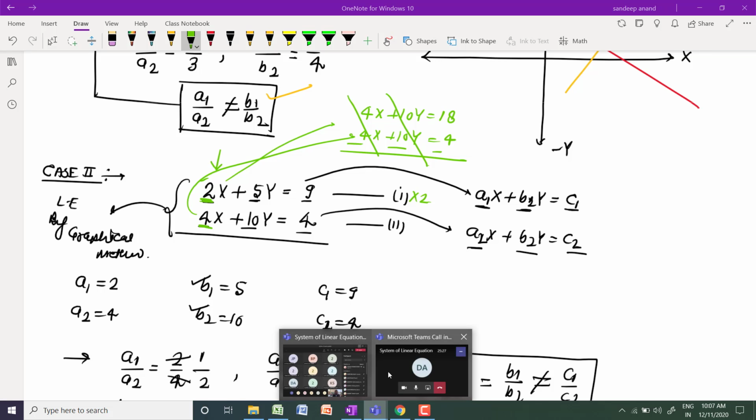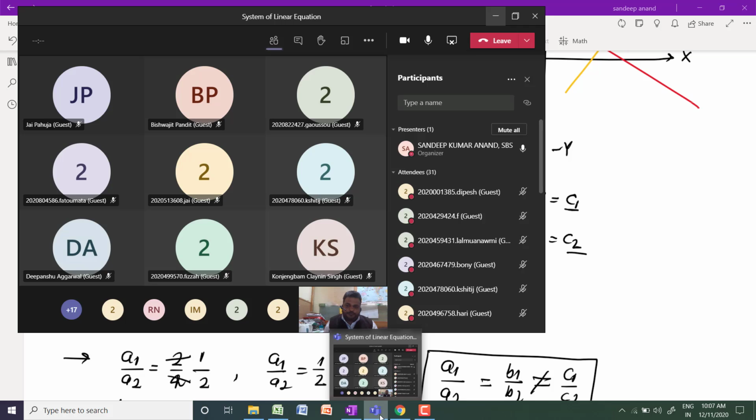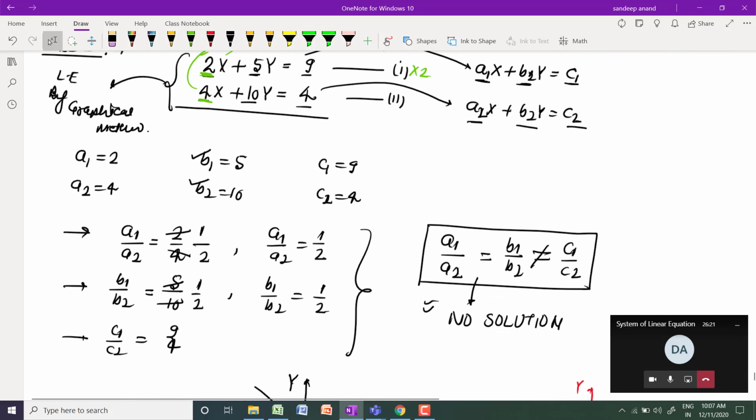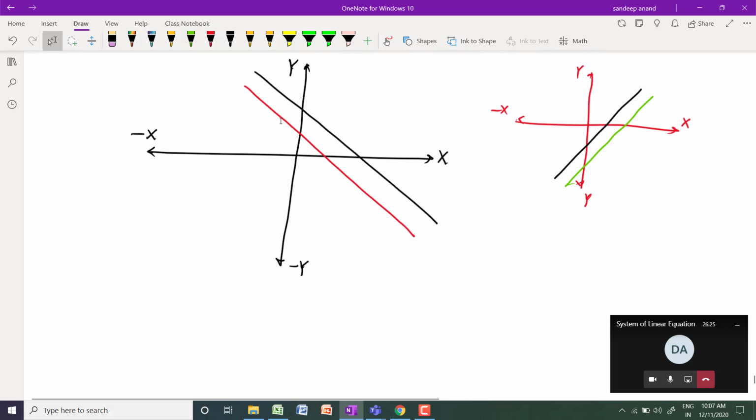I hope this concept is clear to everyone. Yes or no? Yes, sir. So whenever you have a1 by a2 is equal to b1 by b2 but is not equal to c1 by c2, at that time you will get two straight parallel lines which never intersect.